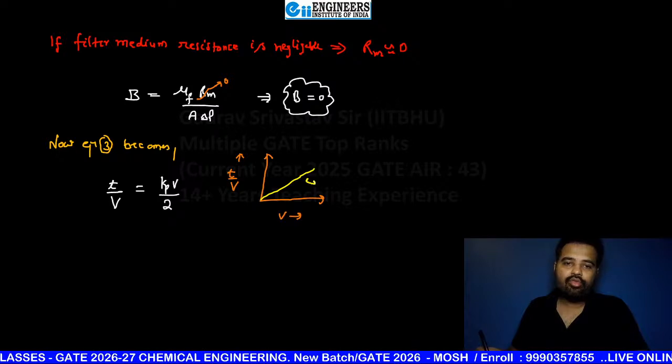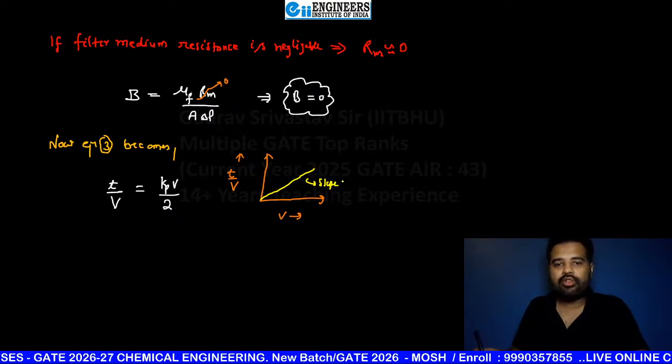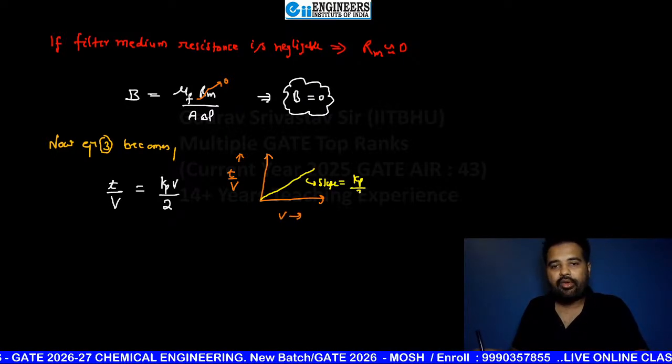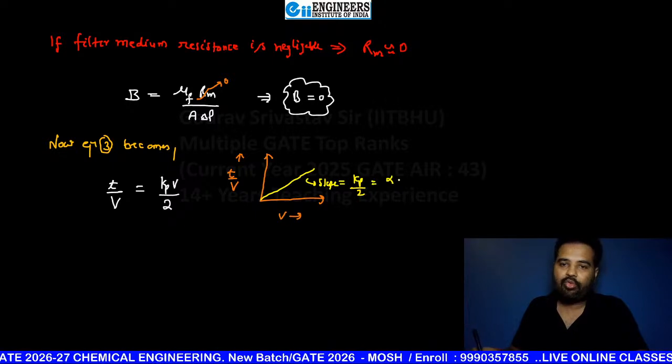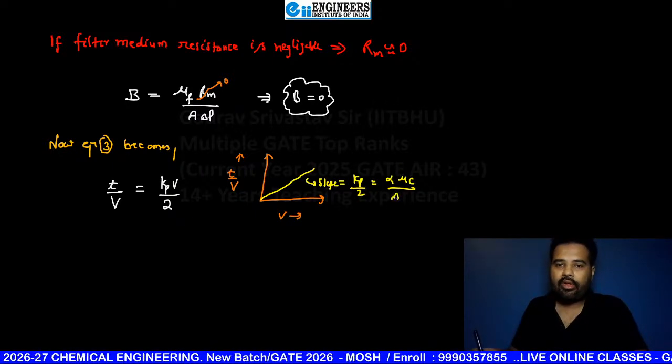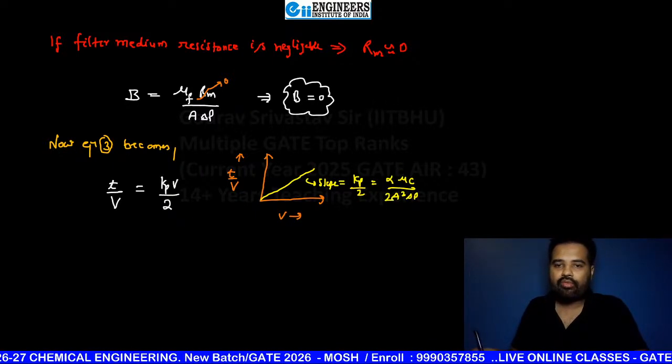Okay, pass from origin. So again the slope value is not going to change. Slope is still kp by 2. Okay, that is alpha mu c upon a square delta p 2.